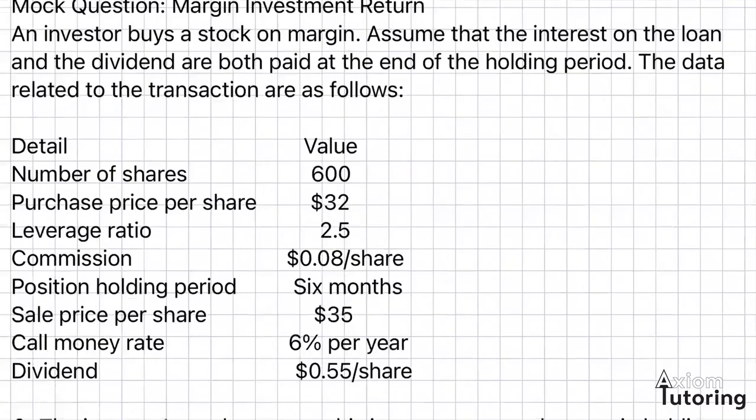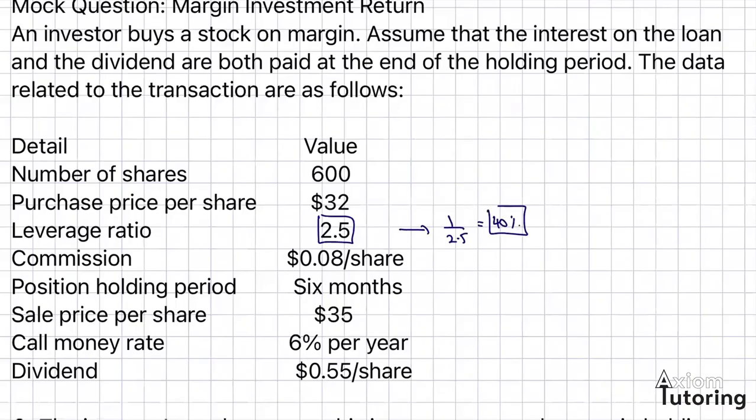Okay, so we have some number of shares. We have a leverage ratio, which immediately tells us that if you want, we can reverse this one over 2.5. We would find that 40% is the margin. Okay, we don't need it, but that's just to give you a bit of an idea here.